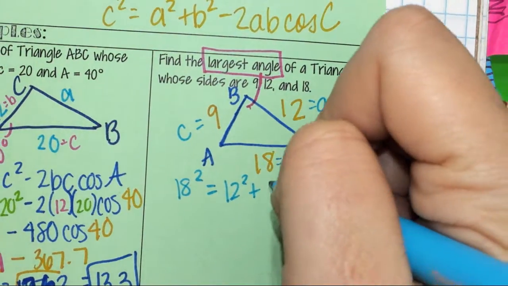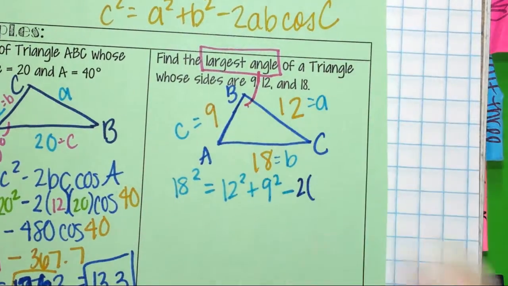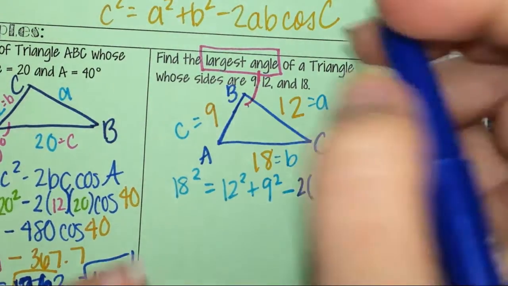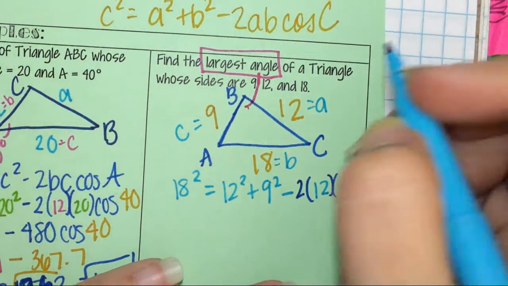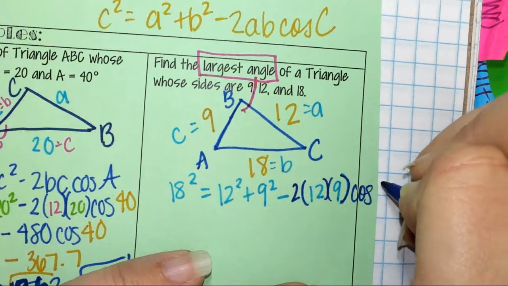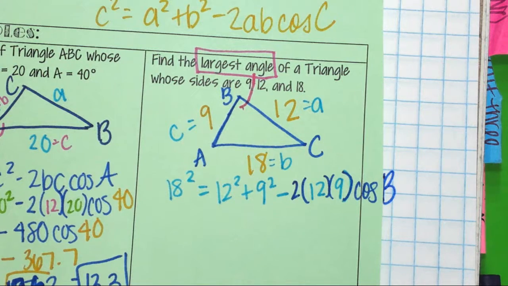plus, minus, times what? Times the cosine of B, or X, because we don't know what that is, right? If we don't know what it is, we could call it X, or we could just write B. Since we're looking for an angle, what are we going to have to use? Inverse. Take a point.